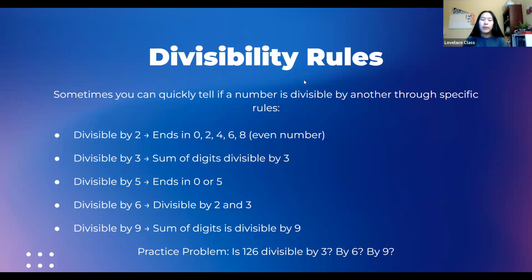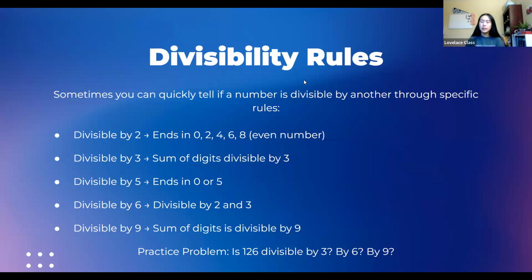Now, the divisibility rule of 3 is to make sure that the sum of the digits of the number is divisible by 3. So what does that mean? For example, we can see the number 18. The sum of its digits is 1 plus 8, right? The tens digit is 1, the ones digit is 8. 1 plus 8 is 9, and 9 is a multiple of 3, right? We know that 9 is 3 times 3. And since the sum of its digits is divisible by 3, then that number must be divisible by 3.